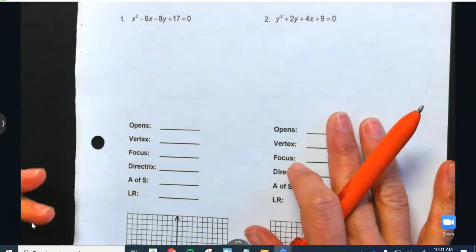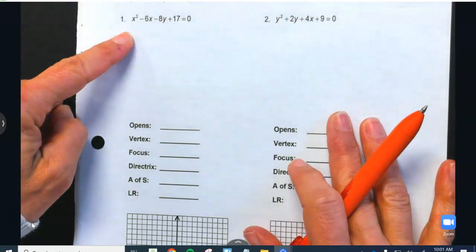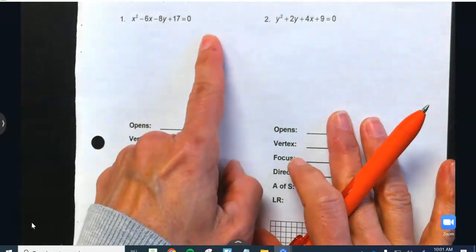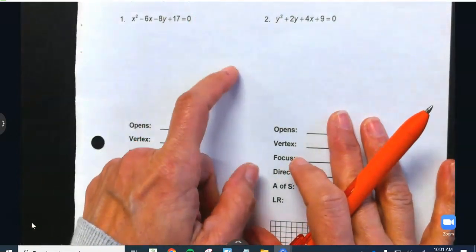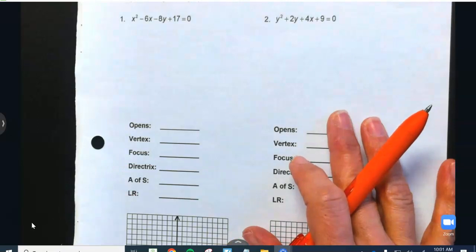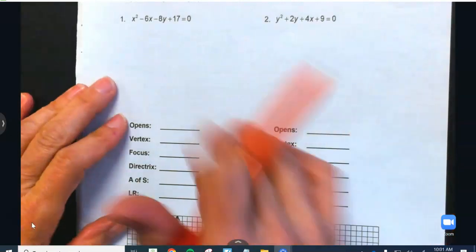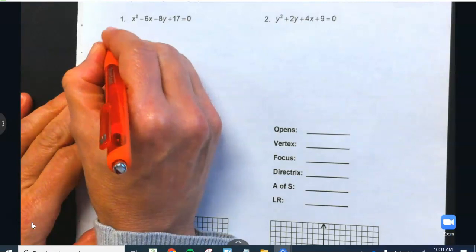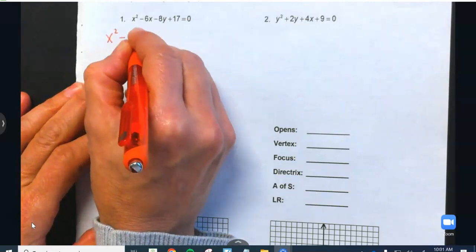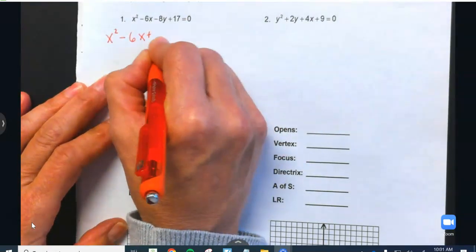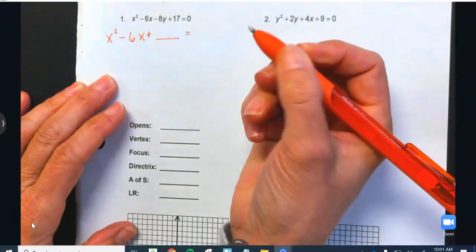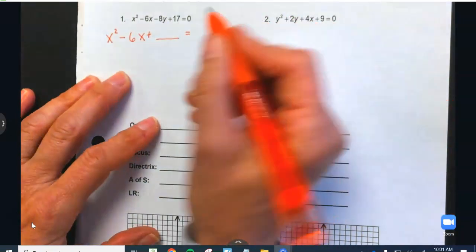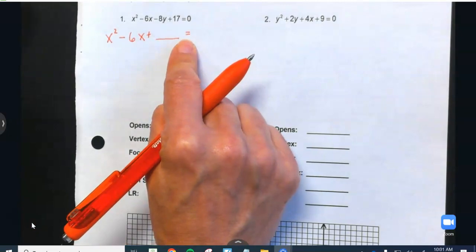So everything that has the letter x is going to stay on this side. Everything that doesn't have the letter x is going to be moved to the other side of the equal sign. Don't forget to change the signs. All right, so it's going to look like this. X squared stays minus 6x plus a blank, because we're going to force that side to be a perfect square trinomial.